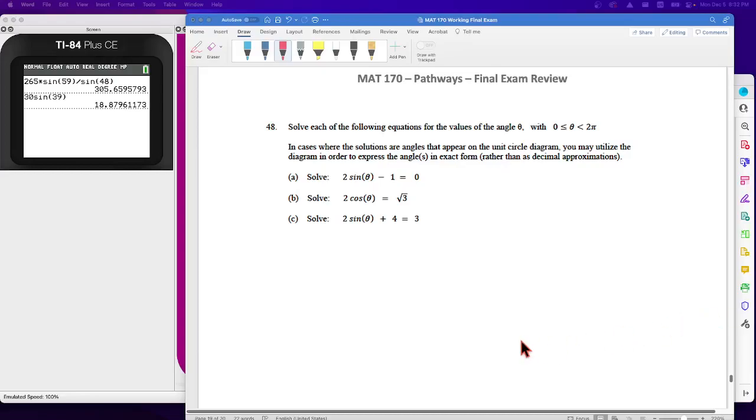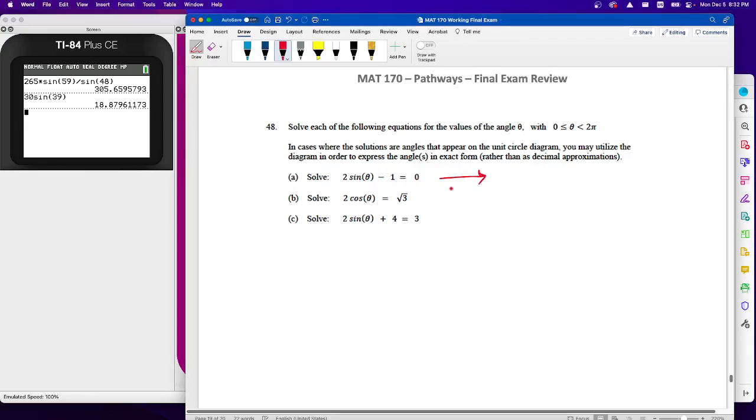For 48, we have 3 problems to do some practice with. So we're asked to solve each of these for theta. What is the angle theta? Okay, so let's take a look at A. Do that one over here.